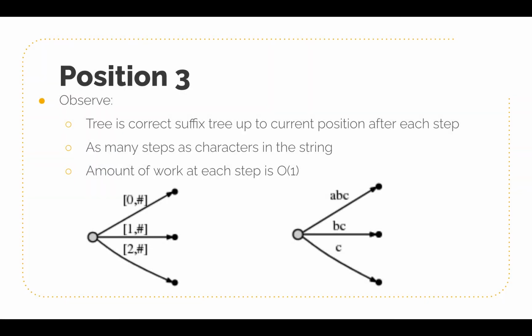We can observe that the tree is the correct suffix tree up to the current position after each step. There are as many steps as there are characters in the text, and the amount of work in each step is O(1), because all existing edges are updated automatically by incrementing the current position, and inserting the one new edge for the final character can be done in O(1) time. Hence, for a string of length n, only O(n) time is required.